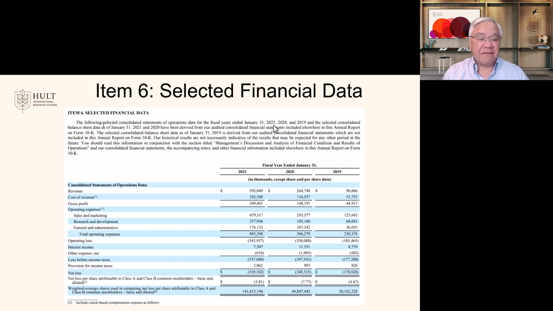Item 6 is selected financial data. You'll notice it doesn't provide full statements, just selected statements to give you an overview of the company. Here it shows key stats like their growth rate, pretty phenomenal, going from 96 to 264 to $592 million in 3 years. And their losses, maybe not as impressive. They went from losing 177 to losing 347 to losing almost $500 million. Growth came at a price. This is a typical high-growth tech company that is hoping to gain a lot of market share and foothold. At some point, it flips over and starts making money. But here it is losing a lot of money very, very quickly.